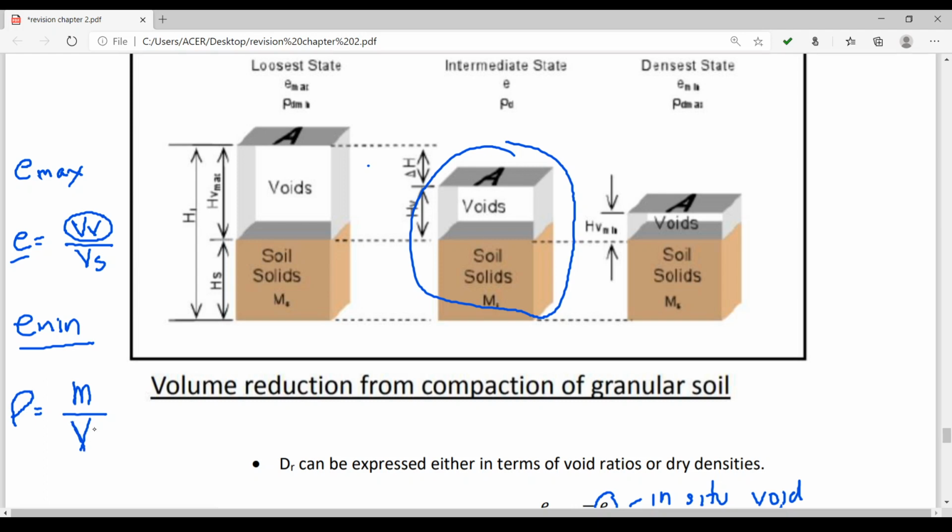So paano ba to? As your volume goes up, mas malaki yung volume, mas liliit yung value ng ating density. Kapag mas maliit yung volume, then mas lalaki yung value ng ating density. So the higher your density is, the more compact or the more dense your soil is.